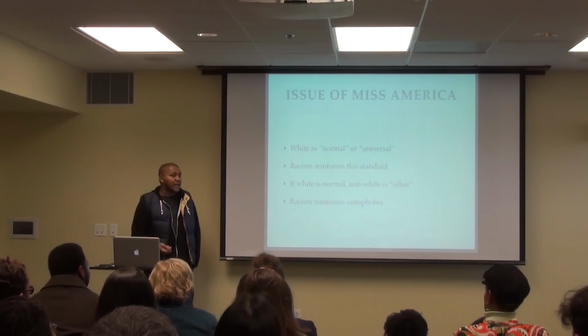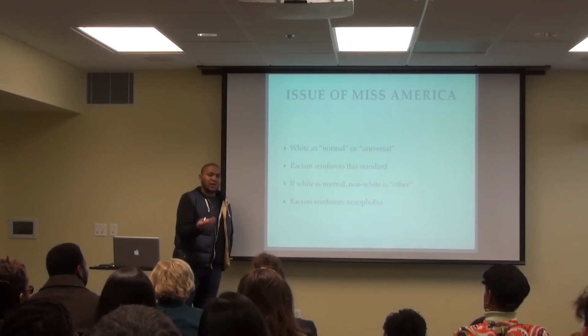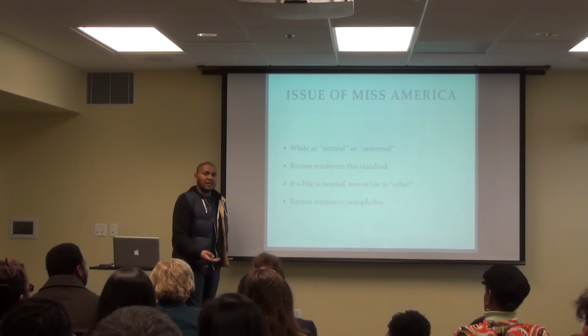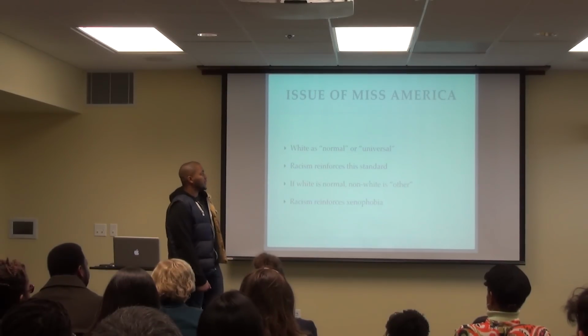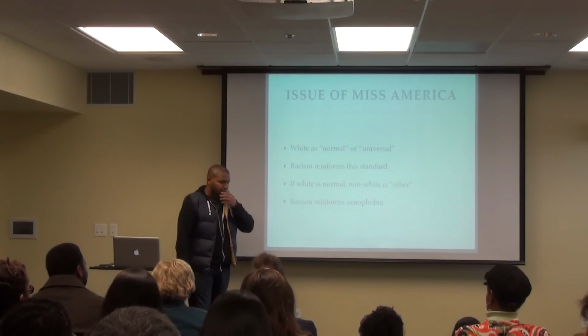And most of them would be right, because the way that they've been taught to think about these things is flawed at a very basic and very deep level, that they've been born into something that happened way before they even ever came into the picture. So what's going on with the Miss America thing? First thing is, this thing is white as normal or universal.